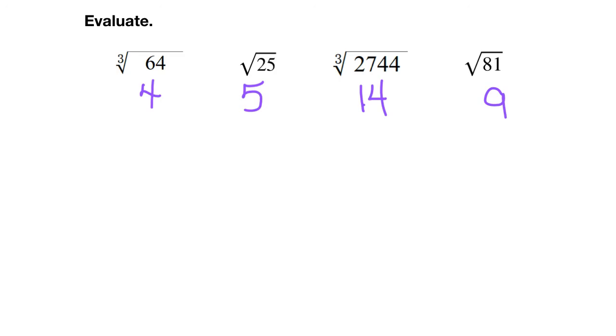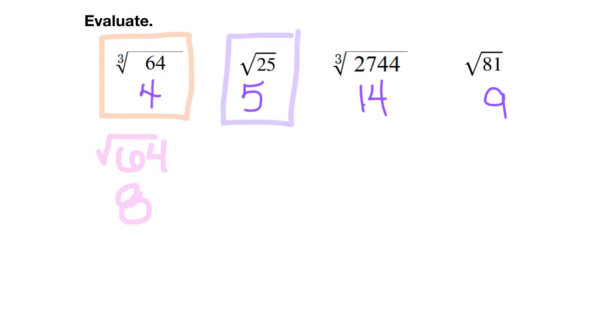I want us to stop here for a minute and look at a couple things. Let's start with the cube root of 64. 64 is a special number. 64 is a perfect cube, and it is a perfect square. That means I can take the square root of 64 and get a whole number, and that is 8. So 64 is both a perfect square and a perfect cube. But even more than this, I want us to look at the two square root problems.